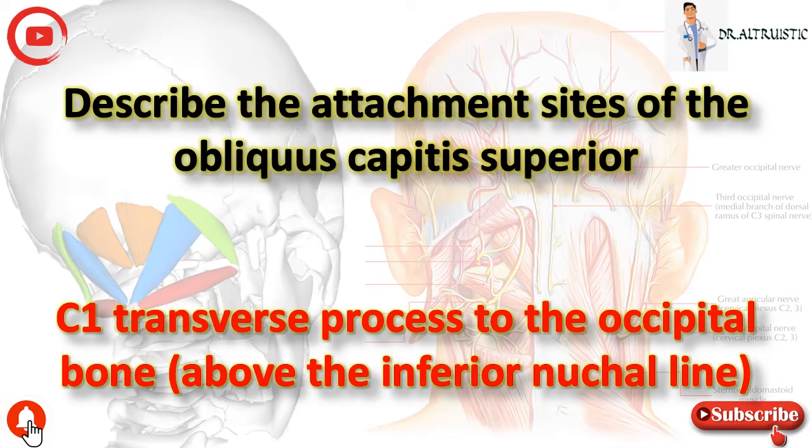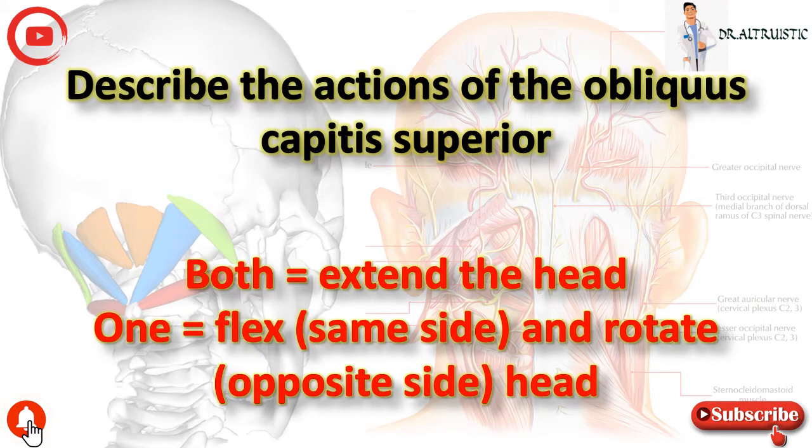Describe the attachment sites of the obliquus capitis superior. C1 transverse process to the occipital bone, above the inferior nuchal line. Describe the actions of the obliquus capitis superior. Both equals extend the head. One equals flex, same side, and rotate, opposite side, head.